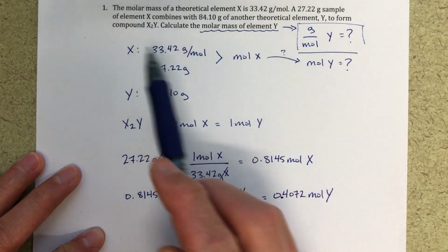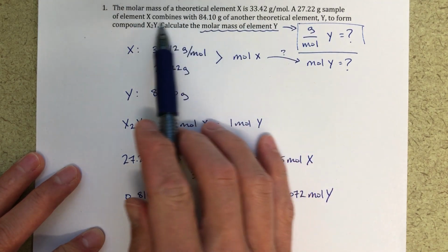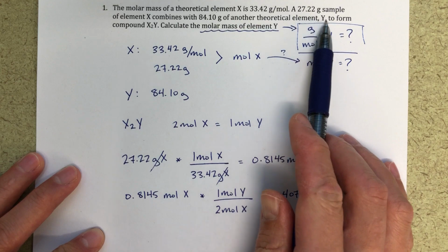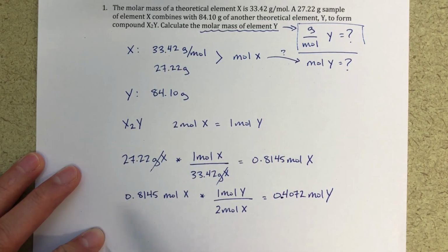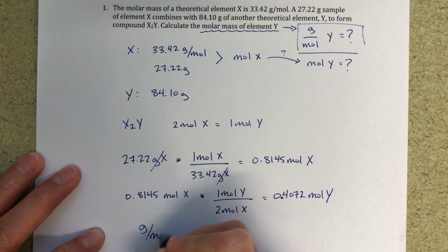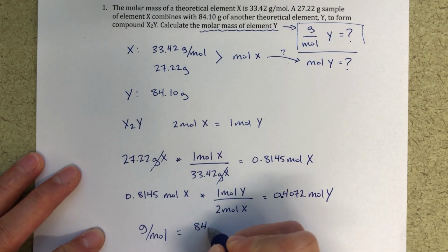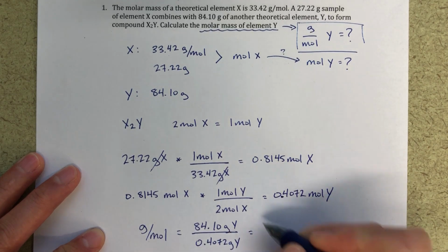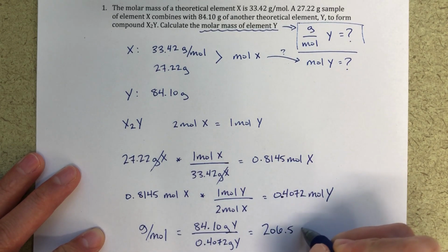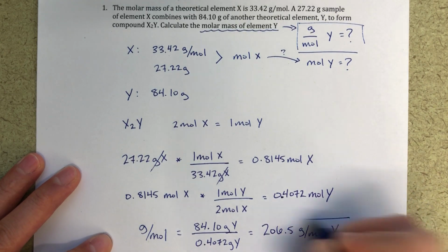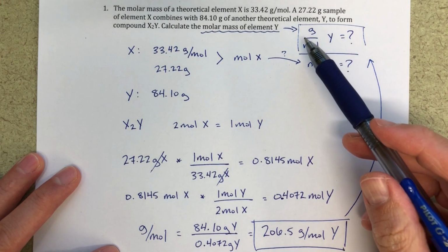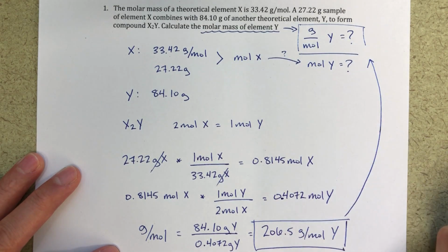If we go back in and revisit the question, this sample of element X combines with 84.1 grams of another theoretical element Y to form this X2Y compound. So to figure out my grams per mole, that's going to equal 84.10 grams of Y divided by my 0.4072 moles of Y, and that equals 206.5 grams per mole of Y, which is, taking it all the way back to the beginning, my molar mass. What I'm actually looking for, grams per mole of Y equals question mark. That's my grams per mole of Y.